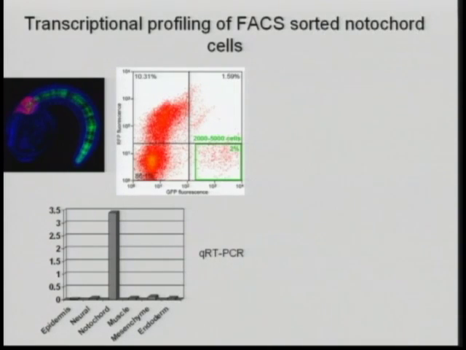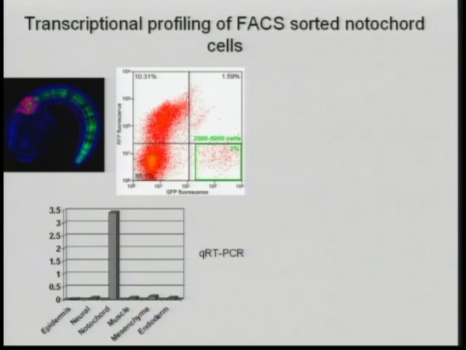You can see the purity of the cells by qRT-PCR analysis. So this isolation will give you a wild-type Notochord. You can compare it to the whole genome. But that doesn't tell you actually which genes are required for Notochord fate.